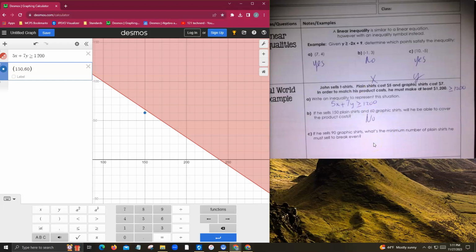All right, the last thing says he sells 90 graphic shirts and we want to know the minimum number of plain shirts he must sell to break even. Break even means this line right here. This is his break even line. If he goes below it, he's lost money. If he goes above it, he's making money. Right on this line means he's just made enough to cover everything.